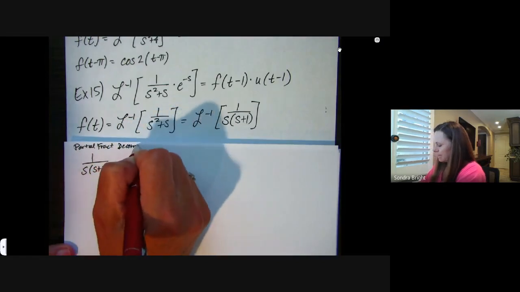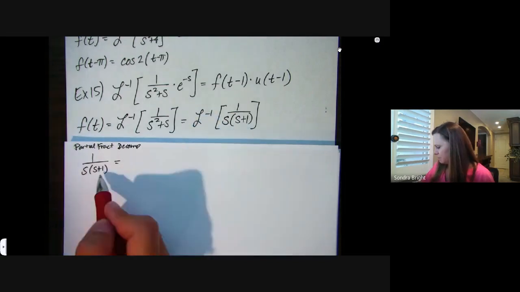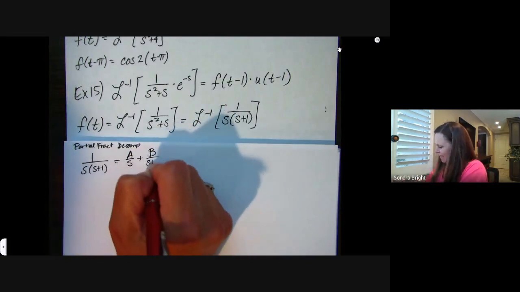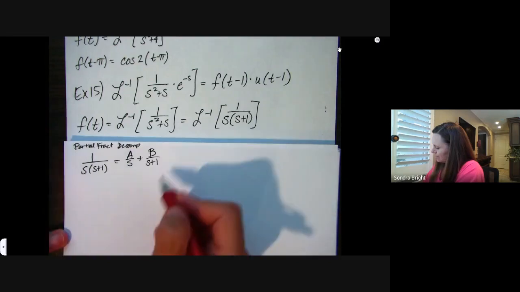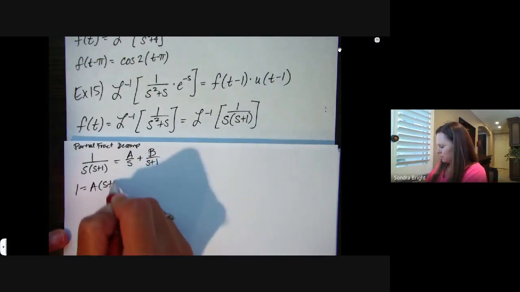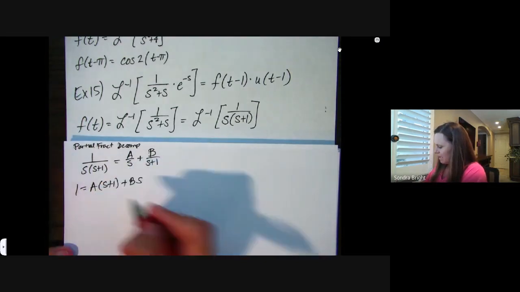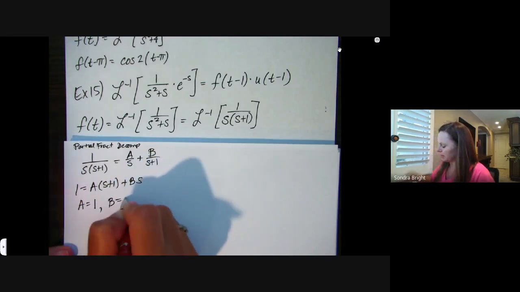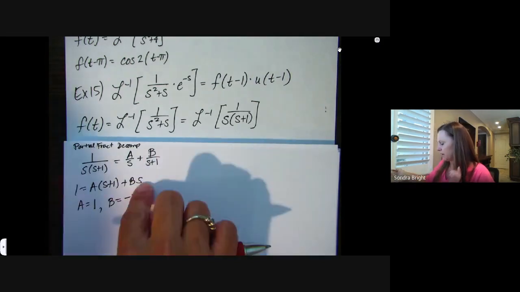I'm going to set placeholders. They're linear factors, so it's just A over s and then B over s plus 1. That ends up giving you 1 equals A times s plus 1 plus B times s. I'm going to do the math magic, and you'll end up with A equal to 1 and B equal to negative 1. You can figure it out on your own. Remember, you plug in negative 1 for s and solve for B, and you plug in 0 for s to solve for A.